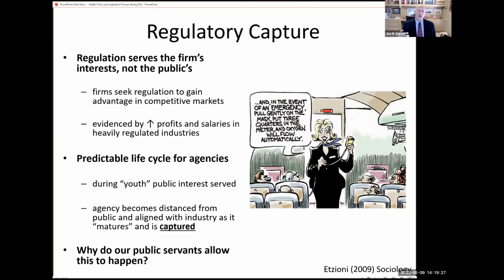When researchers looked at industries and the level of regulation in those industries, those that were heavily regulated seemed to have higher profits and higher salaries than those industries that were not regulated. And this seemed to run a bit counter to what public interest theory might suggest for us. And this is where regulatory capture came in. It said that government agencies, like in the United States, the Environmental Protection Agency, have a predictable life cycle.